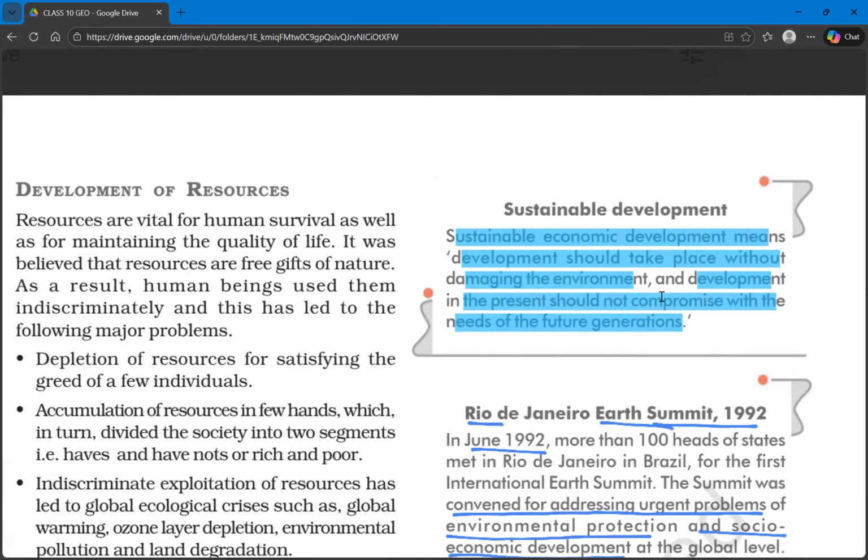So here we have two aspects. One is talking about present, and another one is talking about future. For the present, we should use resources without damaging the environment. And for the future, we should develop in such a way that it should not compromise the needs of future generations. It should not put effects on future generations so that they need to compromise their needs. So this is about sustainable development.